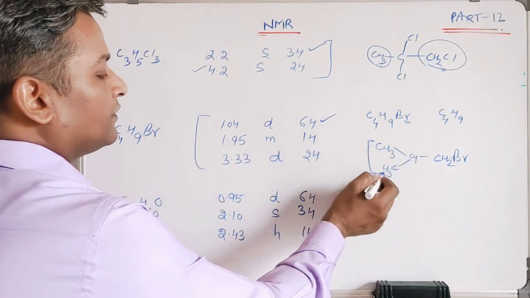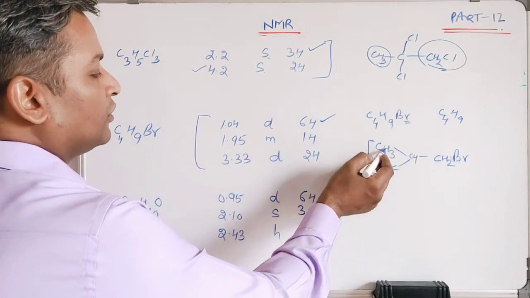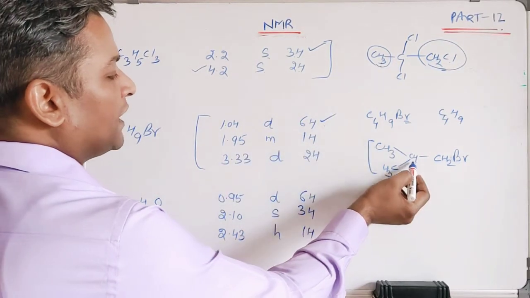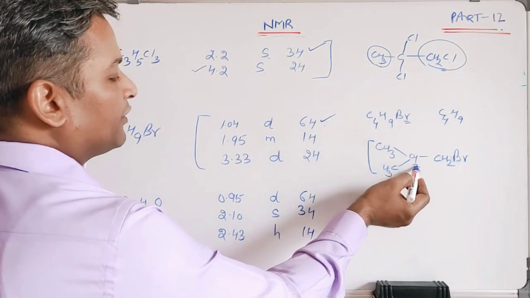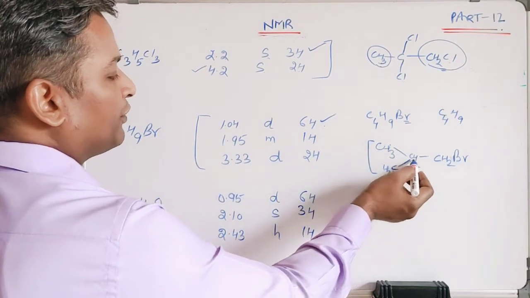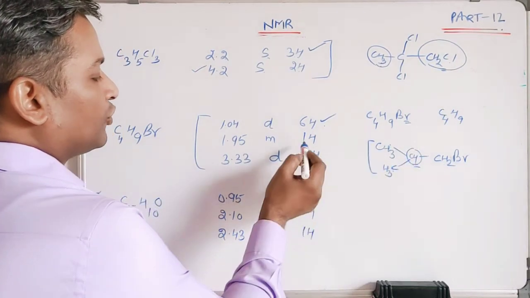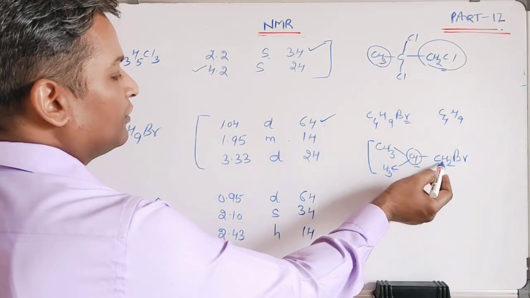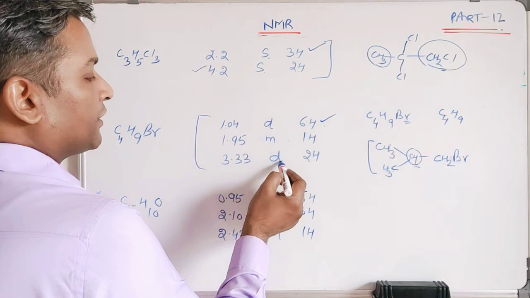You can see here the doublet for 6 protons. It will show us a multiplet because it is coupling with 6 protons and 2 protons. So we are observing multiplet formation. The other one will show doublet formation. We are observing doublet formation.